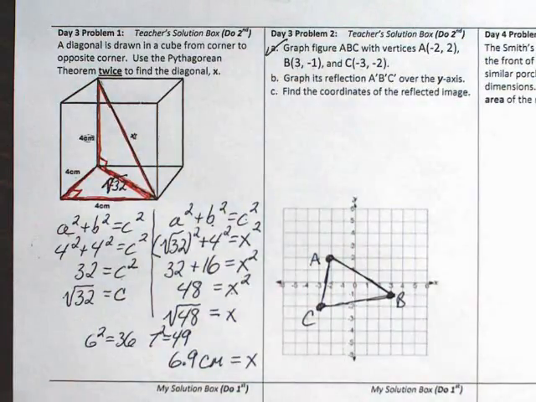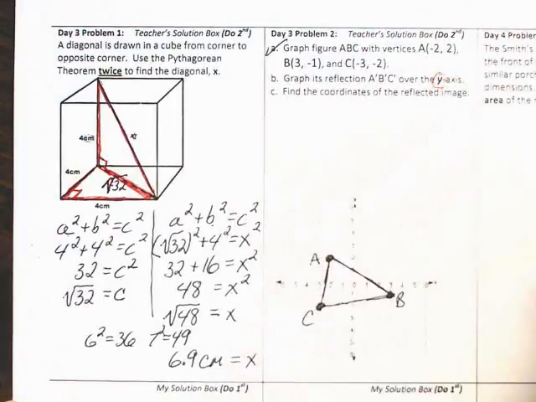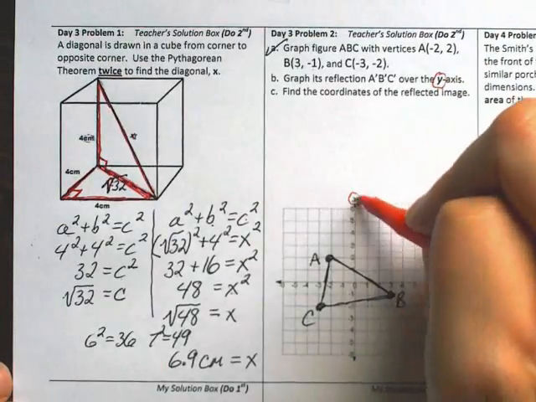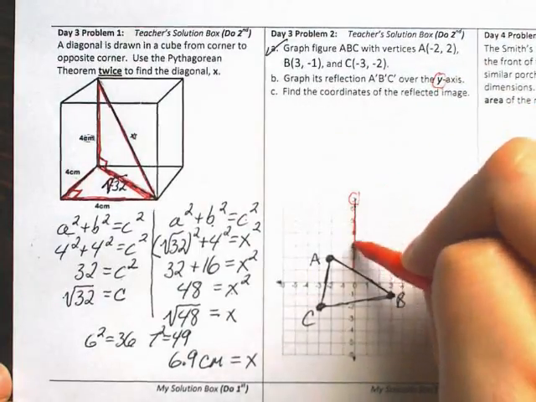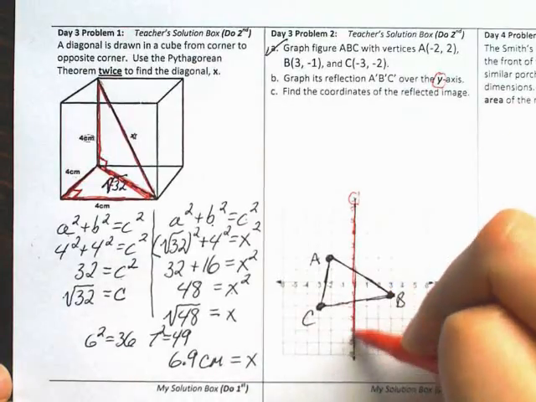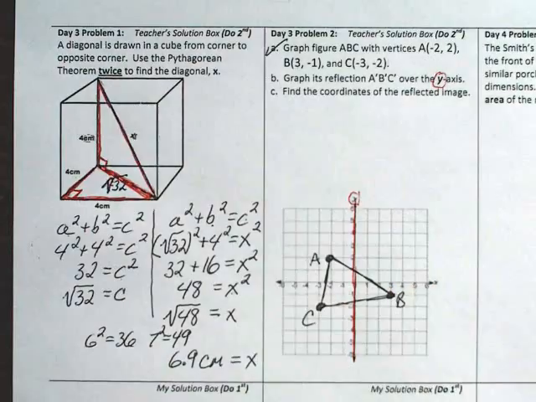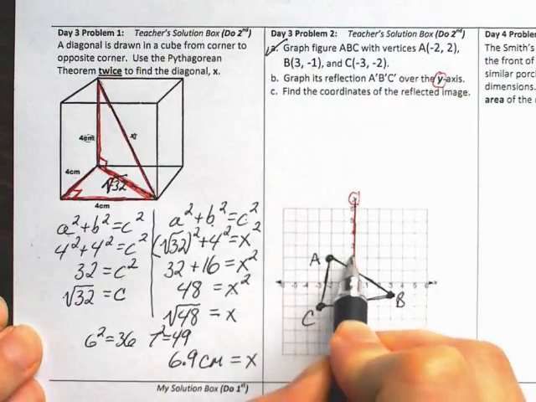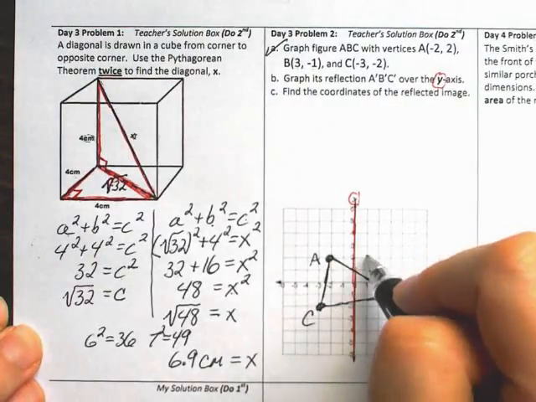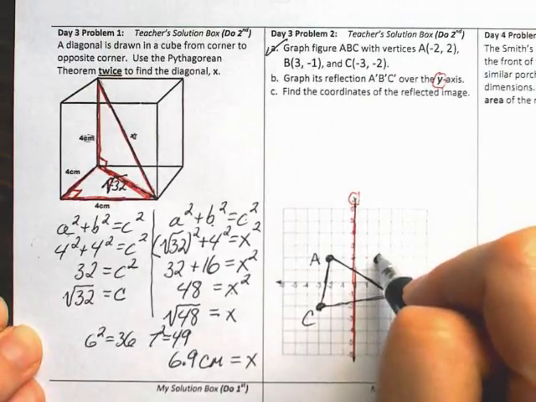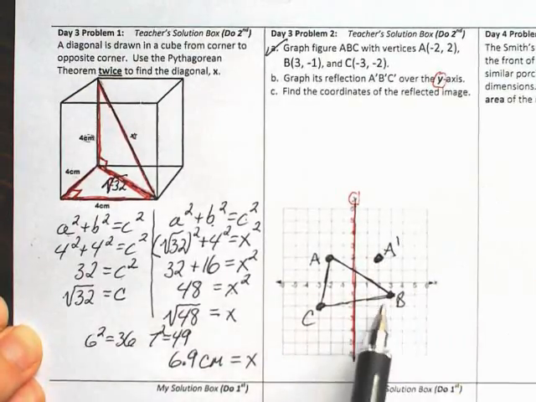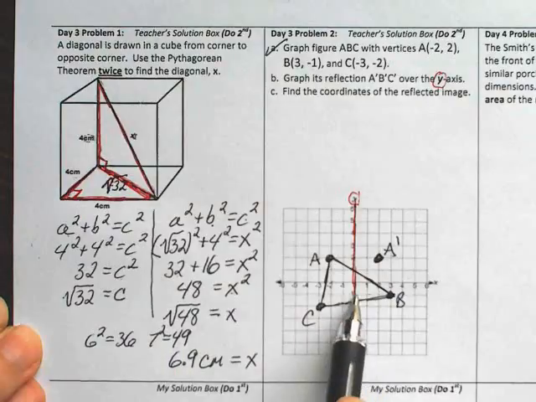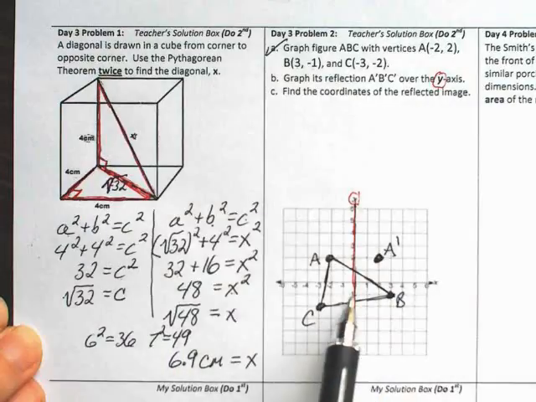Graph its reflection over the y-axis. So here's the y-axis. I'm going to highlight that in red. That is our reflection line. And we want to flip all 3 of the dots to the other side of the reflection line. Okay. So point A is 1, 2 units to the left of the line. 2 units to the right of the line would get us A prime. Point B is 1, 2, 3 units to the right of the line.